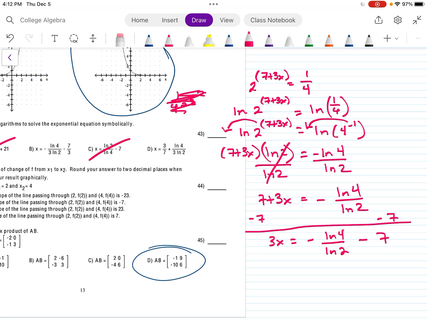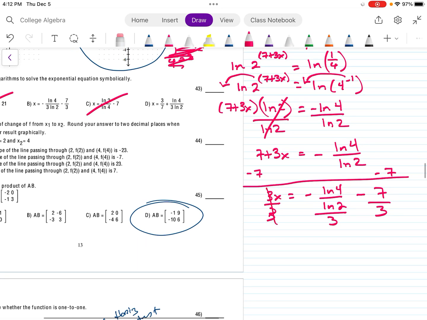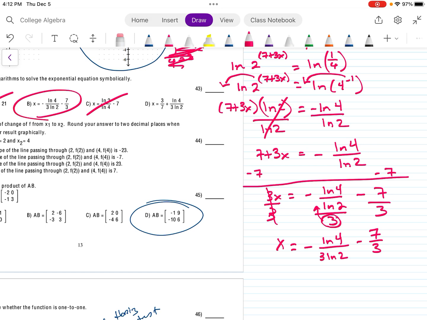All right, again, we could actually pick the answer now, but we'll keep following through. The next thing I have to do is divide everybody by 3. And so the 3's cancel, and I get x equals negative. The 3 in the bottom actually becomes 3 times the denominator there. So it's ln of 4 over 3 ln of 2, and then minus 7/3. And that allows us to pick; it's got to be B for an answer choice.